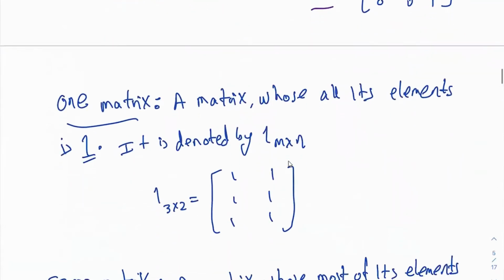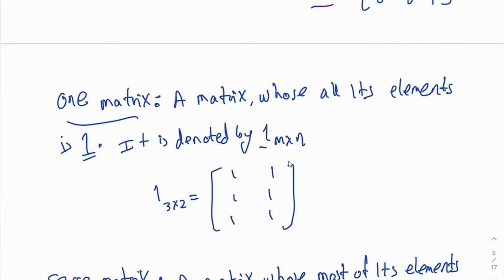Now we have one matrix which is very similar to the zero matrix, but now all elements are equal to 1. Same as the zero matrix, it is defined like this: 1 m by n. For example, here I have a 1 3 by 2, meaning a matrix of all ones with 3 rows and 2 columns.